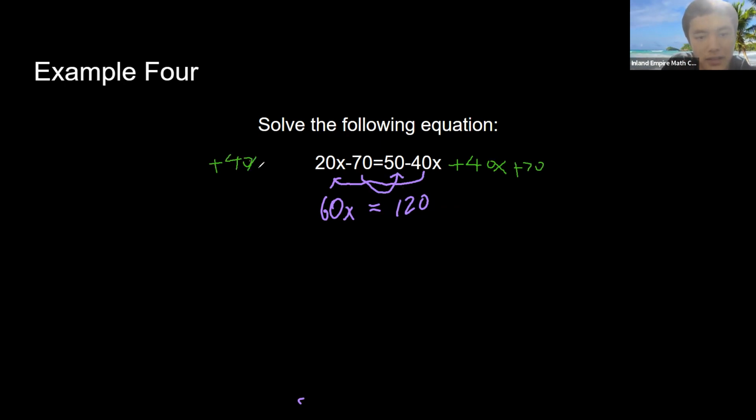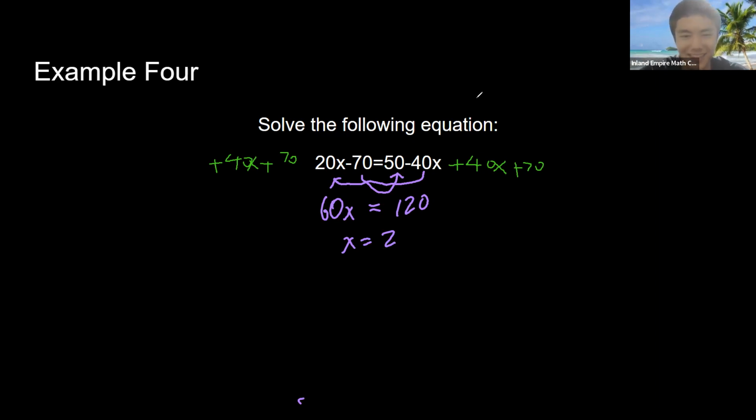So this way, both sides remain equal, yet we have a much simpler equation that we can solve for the answer. So 60x equals 120, meaning the answer would be 2, right? Very simple. So x equals 2, and that is the solution to this equation.